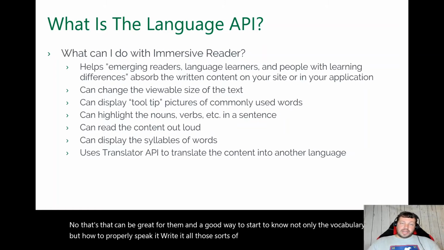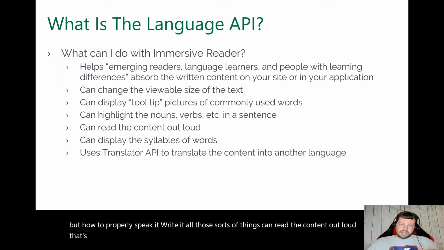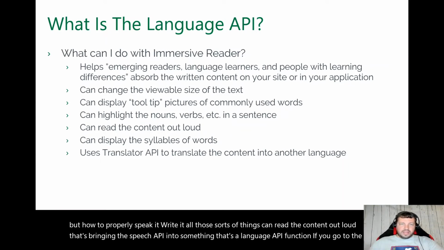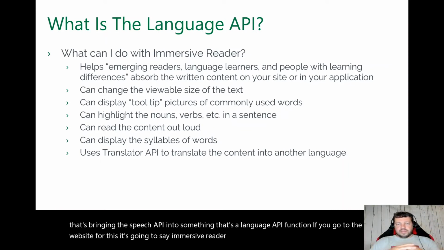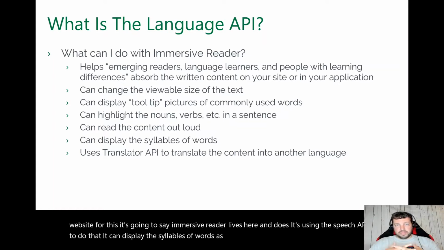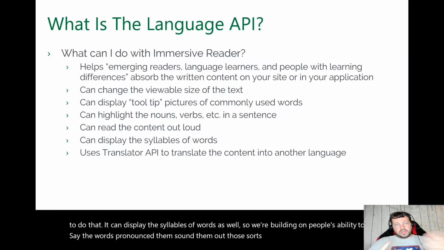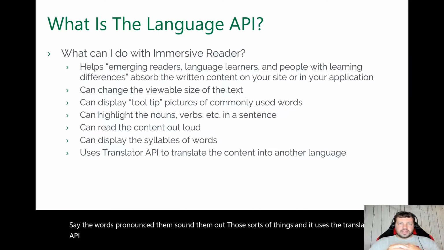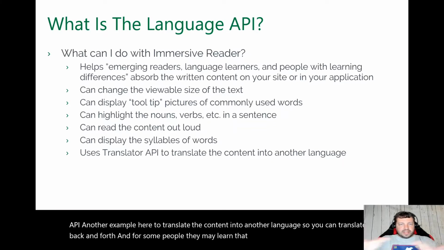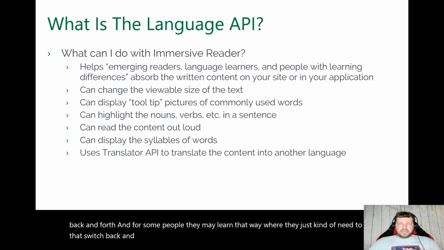You can read the content out loud. It's bringing the speech API into something that's a language API function. If you go to the website for this, it's going to say Immersive Reader lives here and does this. It's using the speech API to do that. It can display the syllables of words as well. So we're building on people's ability to say the words, pronounce them, sound them out, those sorts of things. And it uses the translator API, another example here, to translate the content into another language. So you can translate it back and forth. And for some people, they may learn that way where they just kind of need to see that switch back and forth. And it makes the light bulb go on for them.